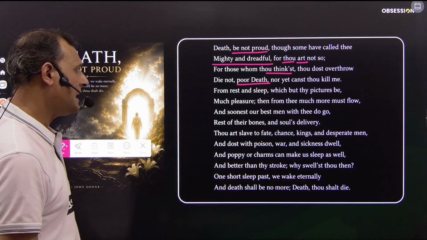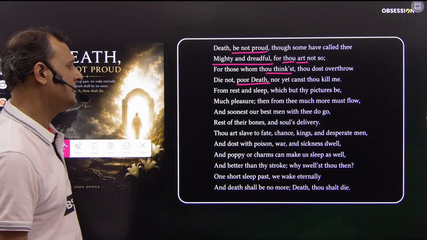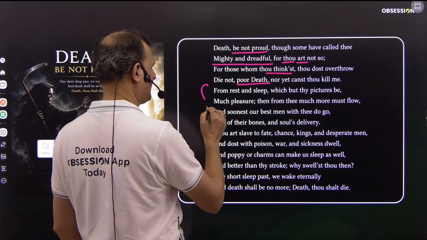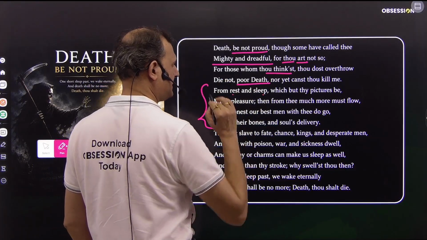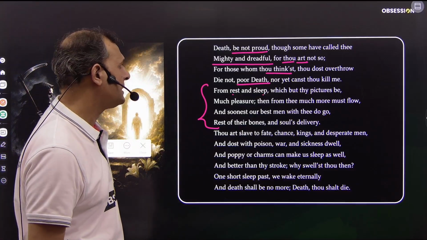From rest and sleep, which but thy pictures be, much pleasure, then from thee much more must flow, and soonest our best men with thee do go, rest of their bones and soul's delivery. From rest and sleep, which but thy pictures be, much pleasure.